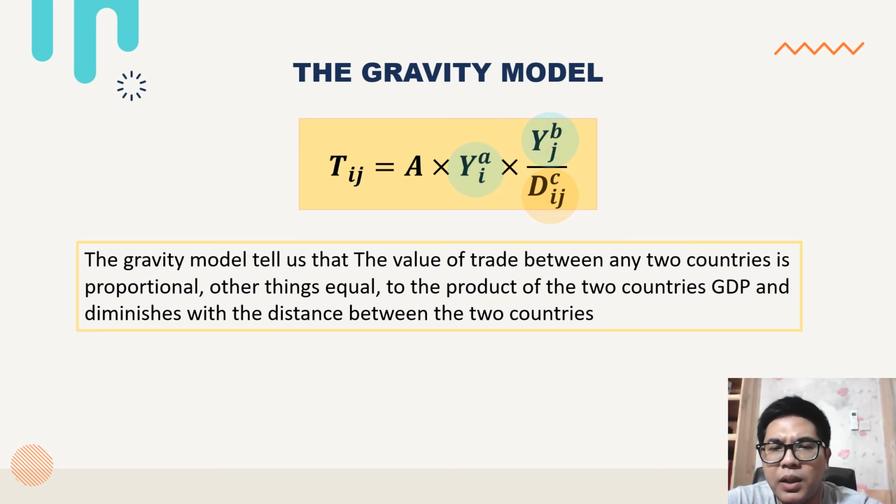For example, according to the gravity model, the value of transactions between Malaysia and Canada should be larger for Malaysia compared to Canada, because it is further to do transactions with Canada compared to Malaysia. This is what the gravity model tells us.